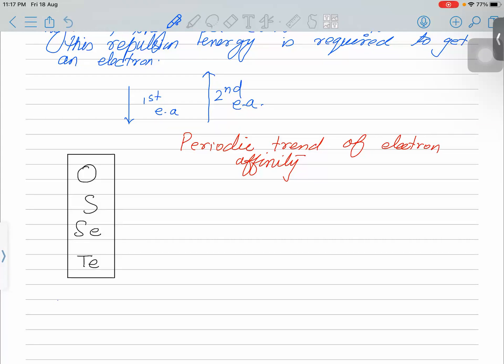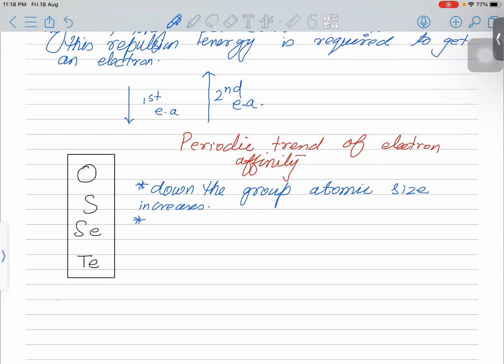Okay. So down the group, atomic size. Just remember, we are talking about the first electron affinity, right? Down the group, atomic size increases. First point. And what about the nuclear attraction? So it stays the same. Down the group, nuclear attraction remains same as the shell also increases.